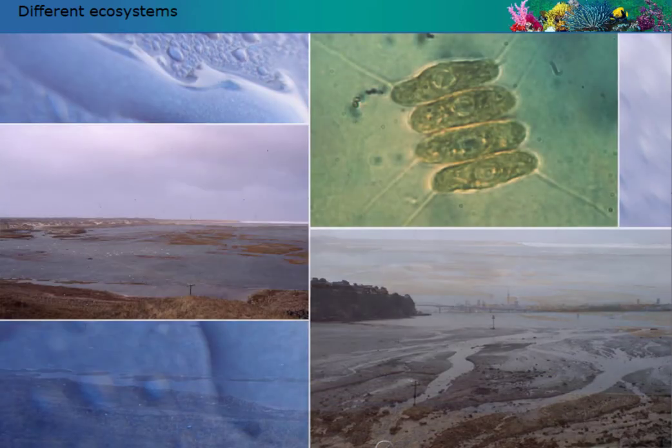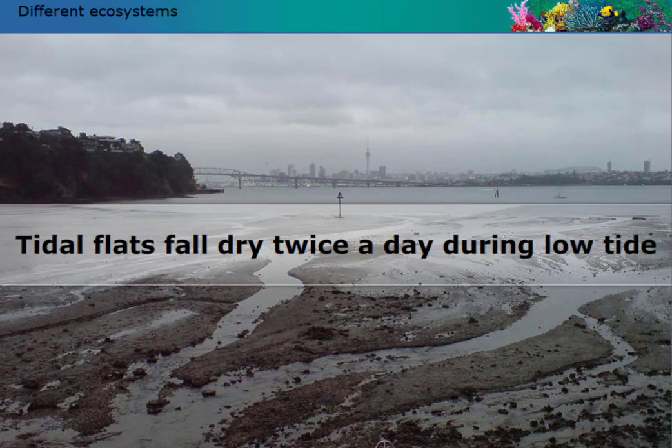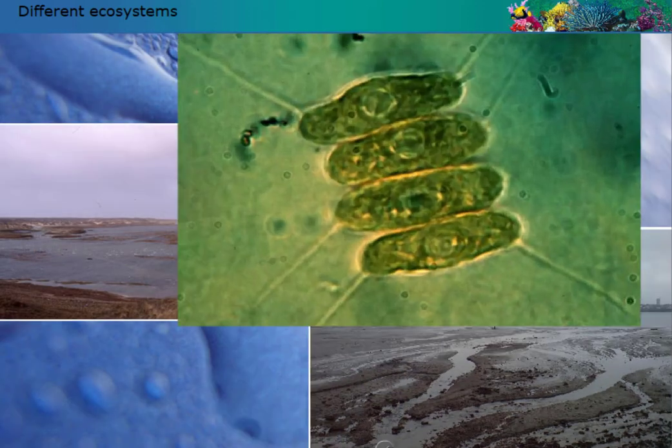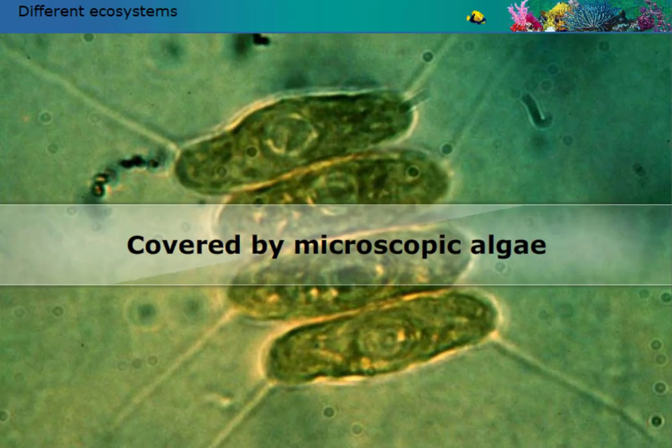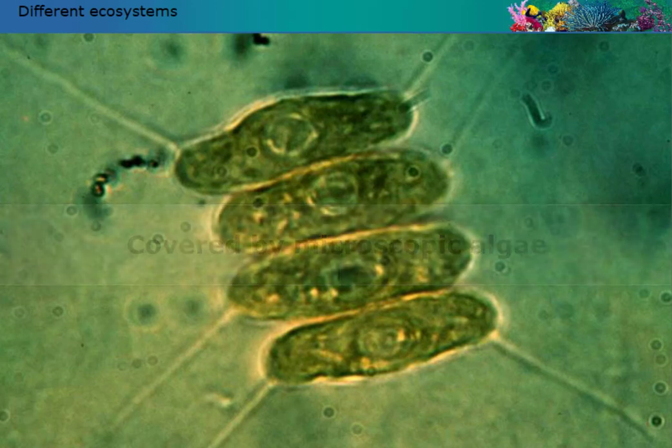These tidal flats are submerged during high tide and fall dry twice a day during low tide. Tidal flats are not covered by shrubs, but during summer months they are covered by microscopic algae. Together with phytoplankton in the seawater, these algae feed huge amounts of worms and shellfish, which in turn are food for many species of fish, seals and birds.